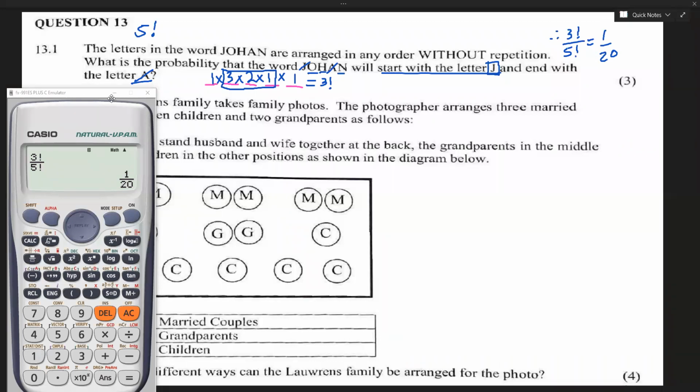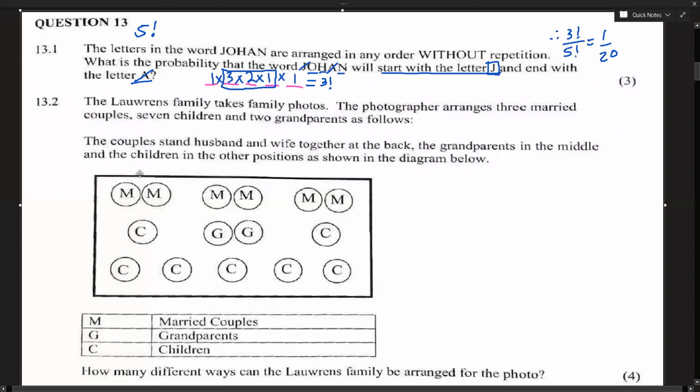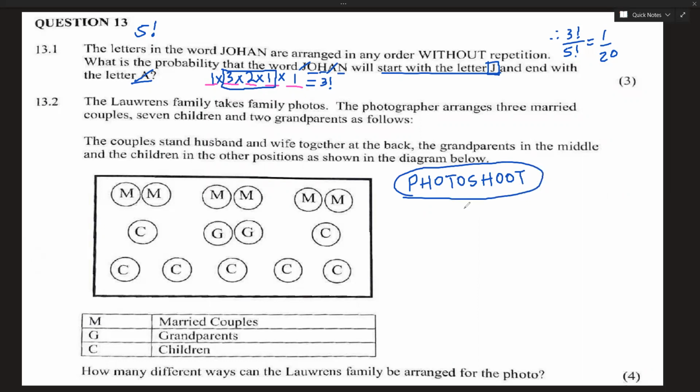Awesome. Now, guys, before we go to the next question, I just want to show you another example. I'll write it here. Let's say we had the word, let's say photo shoot. Right. Let's say we have the word photo shoot, and then we wanted the total possible arrangements here. So we want the total sample space first.